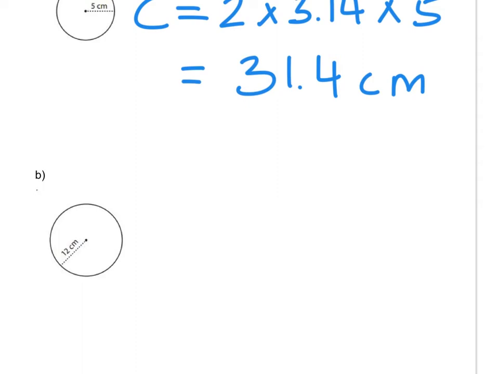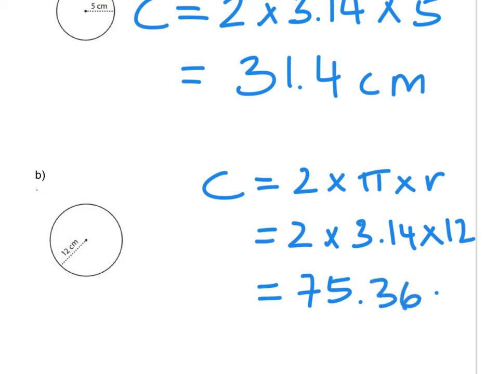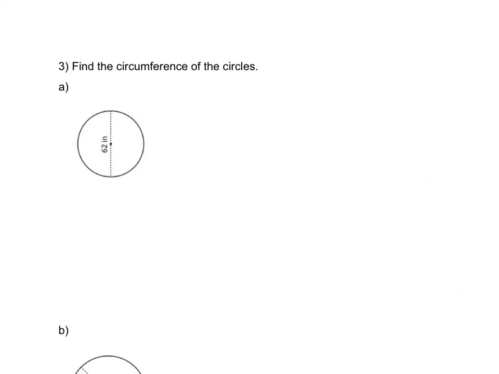And what about this one? Again, I'm going to write the formula out. The circumference is 2 times pi times radius, which is 2 times 3.14 times 12. Plug that in the calculator: 2 times 3.14 times 12 gives 75.36. Okay, there you go. Let's go down to the next one.